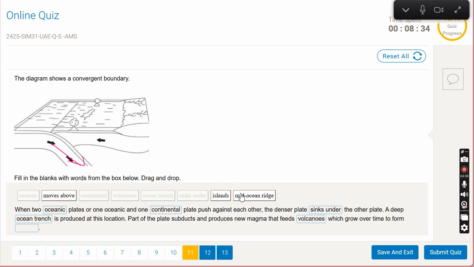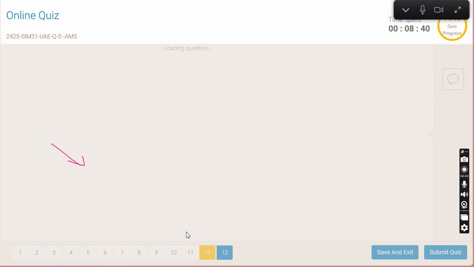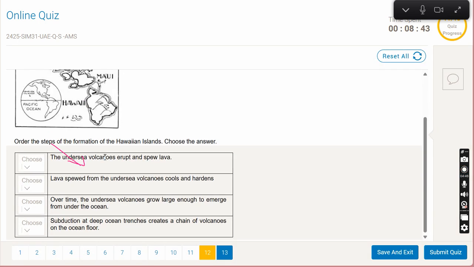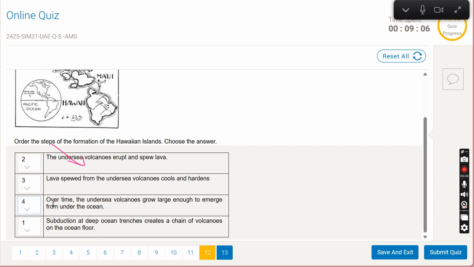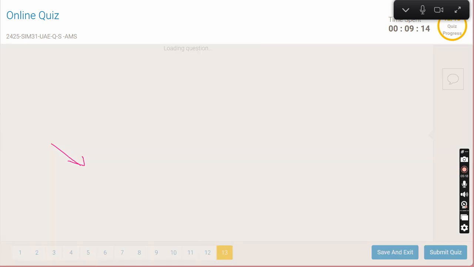The volcanoes will grow over time to form islands, right? They become big, and that's how an island is formed. That's how the Hawaiian Islands were formed. Here they talked about the Hawaiian Islands. Subduction at deep ocean trenches creates a chain of volcanoes. That's number one. Over time, the undersea volcanoes erupt and spew out lava. The lava spewed out from undersea cools and hardens over time. And the last thing is number four: over time, the undersea volcanoes grow large enough to emerge from under the ocean. Okay, so this one, the last one.